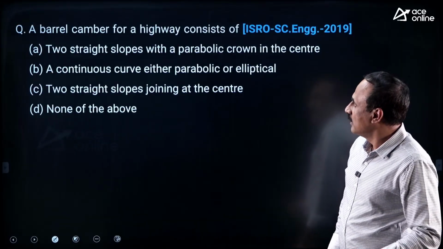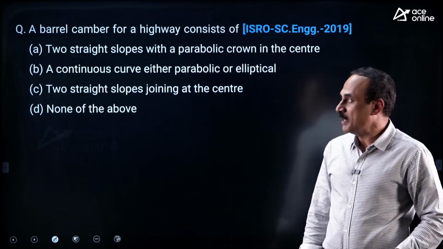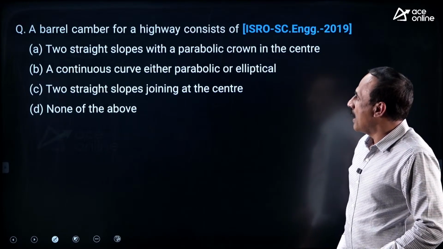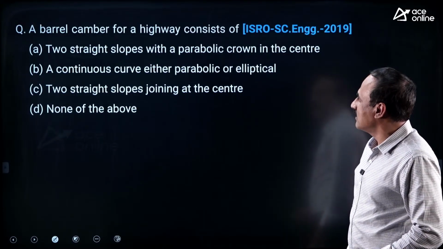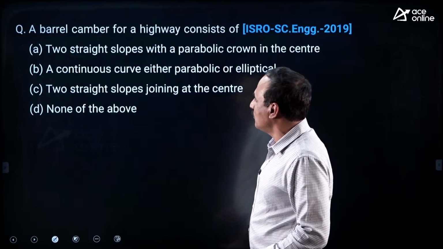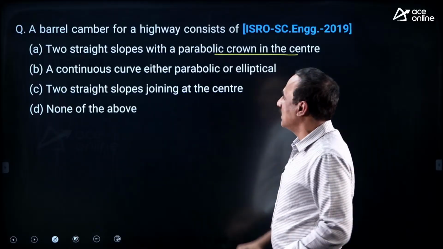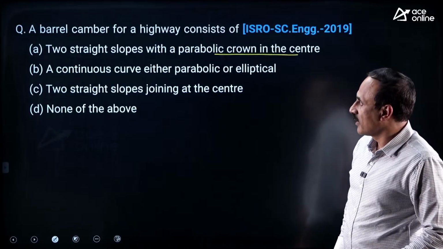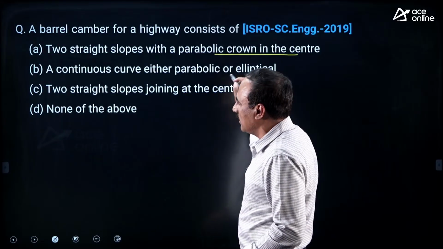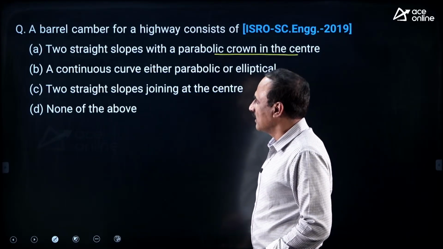Okay. Try this question. Read it, give me answer. A barrel camber for a highway consisting of a barrel type of camber consisting of two straight slopes with a parabolic crown in the center. Continuous curvature either parabolic or elliptical. Two straight slopes joining at the center.